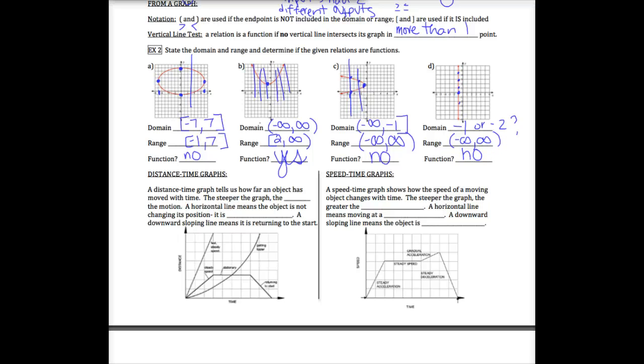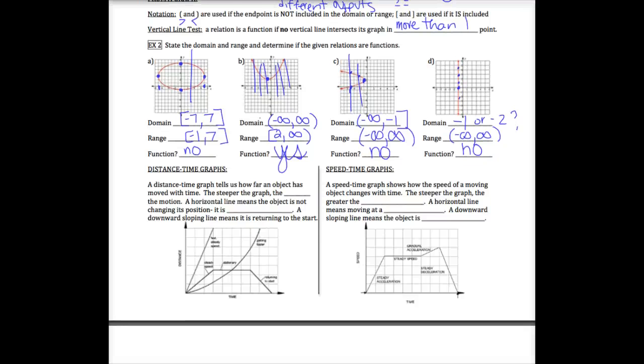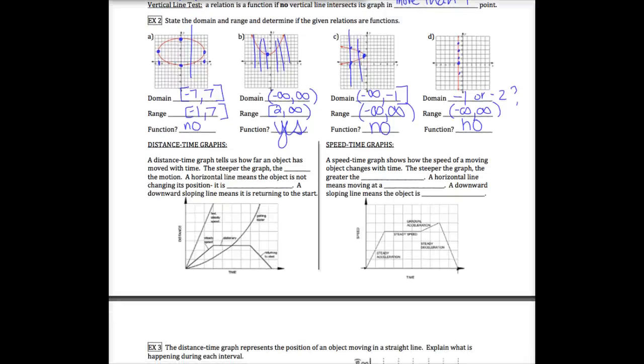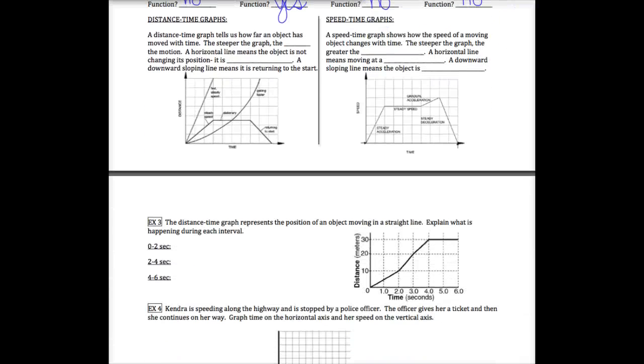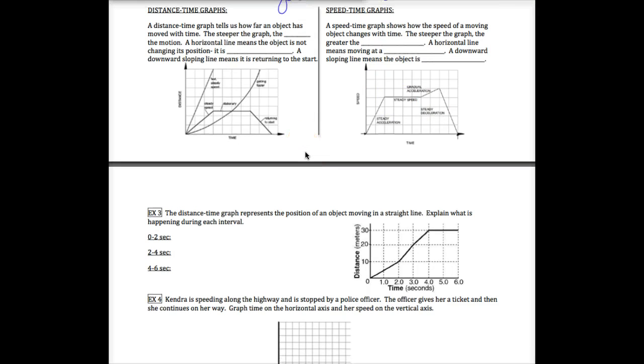What we're going to do now is look at some graphs that you studied in science, either in junior high or maybe ninth grade, both distance time and speed time graphs, because it's really important when we apply things to real life situations to be able to interpret the graph. So a distance time graph tells us how far an object moved. When we did the parabolas, where you were shooting something in the air, distance was your y-axis and time was your x-axis. So those were distance time graphs.